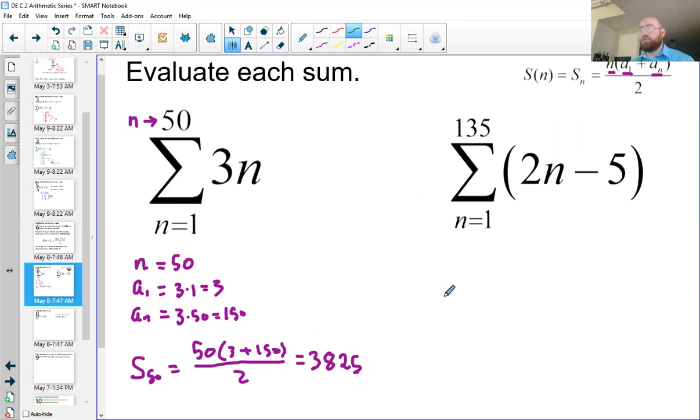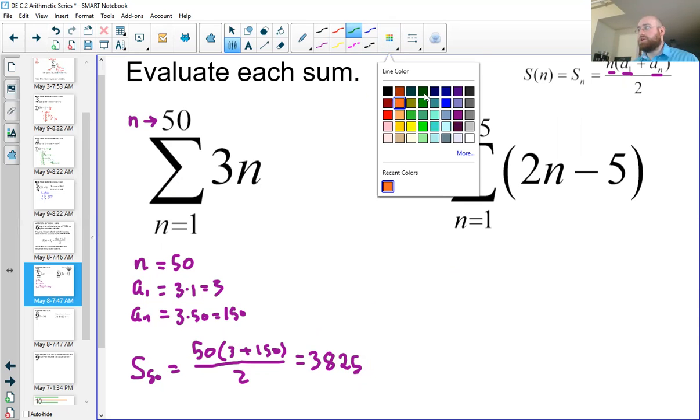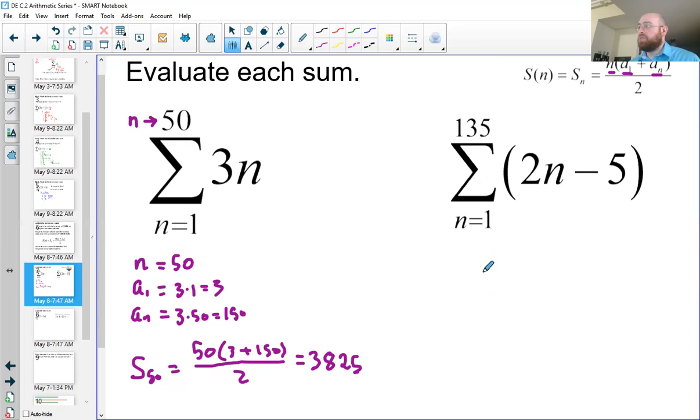Now let's try a different one. I guess I can change to a color that I haven't used at all this lesson. So again, we need to identify n, a1, and an. So n is going to be the top number. So 135. N is the upper bound, or that limit that we had discussed in the last video. The first term is going to be 2n minus 5, so 2 times 1 minus 5, so we get -3.